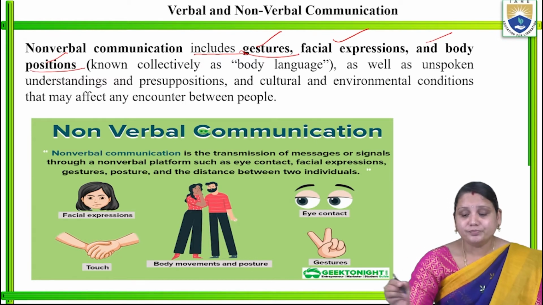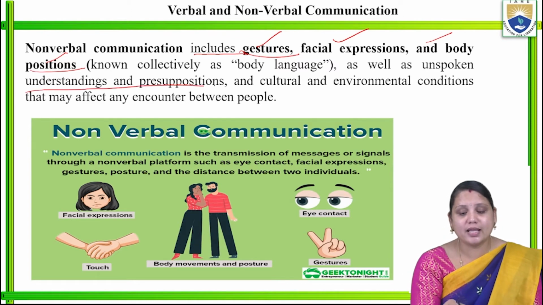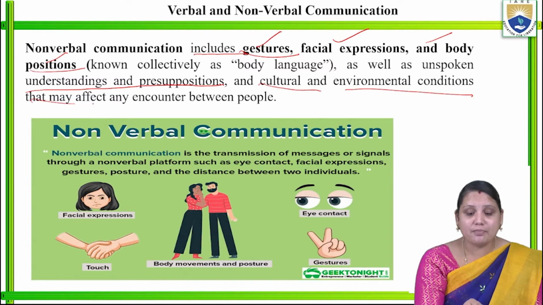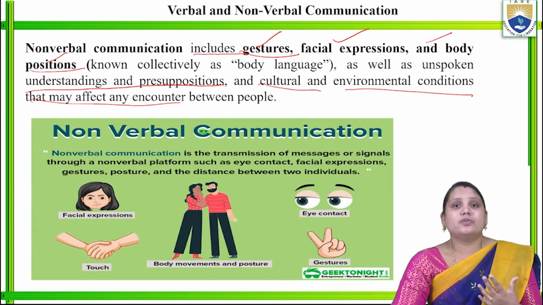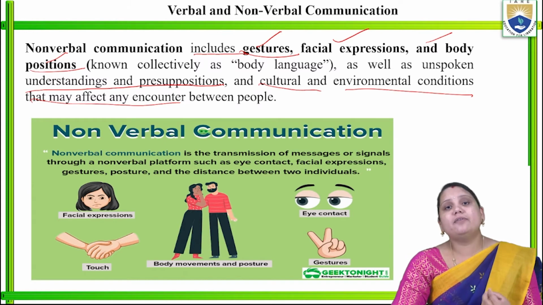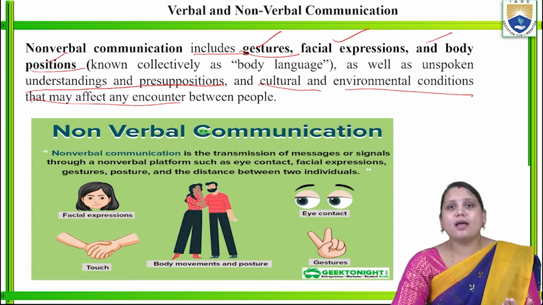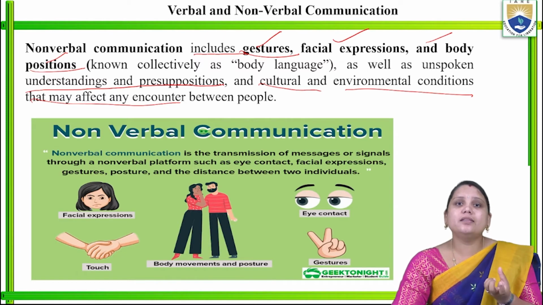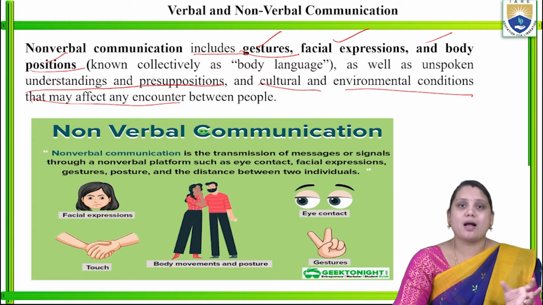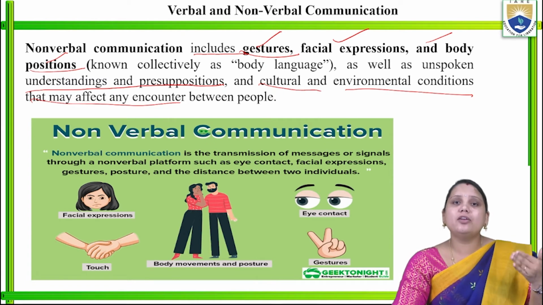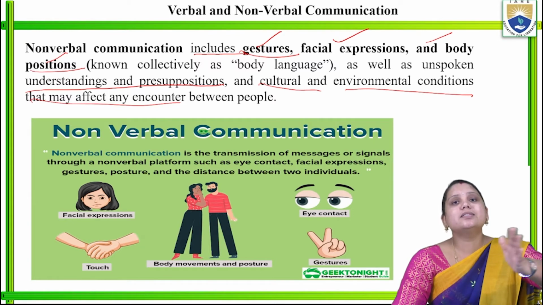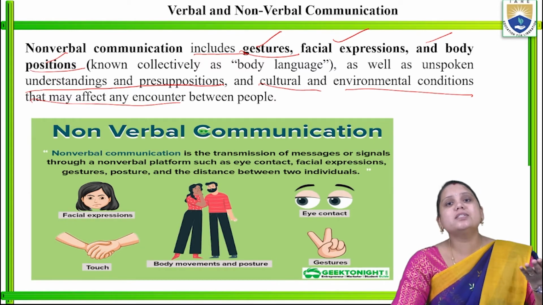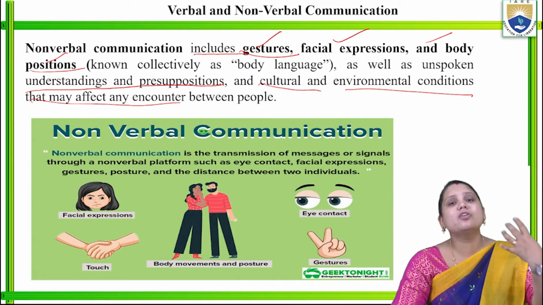Now let us see here. As well as unspoken understandings and presuppositions and cultural environmental conditions that may affect any encounter between people. For example, there is a family function. Do you speak there? No. How are you representing that function? In the way of your dressing up. If you have dressed up in your traditional outfit, it is communicated to others directly that it is some traditional function following the customs and tradition of your family.